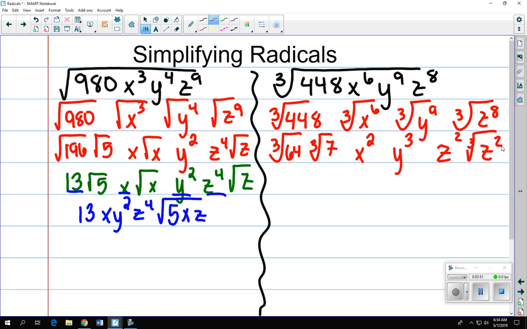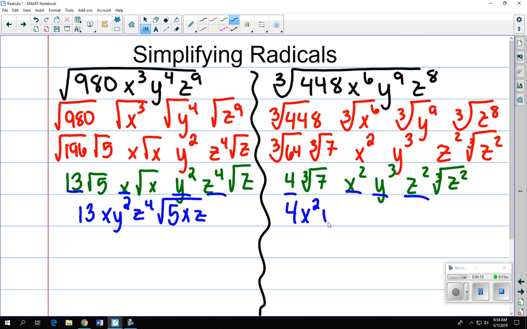So again, the same concept. Simplify that cube root of 64. I'm going to have 4 cube root of 7, x squared, y to the third, z squared, cube root of z squared. And my final step is to take everything on the outside of the radicals and combine them. So 4x squared, y to the third, z squared, cube root of 7z squared. So that's how you simplify the square roots and the cube roots.